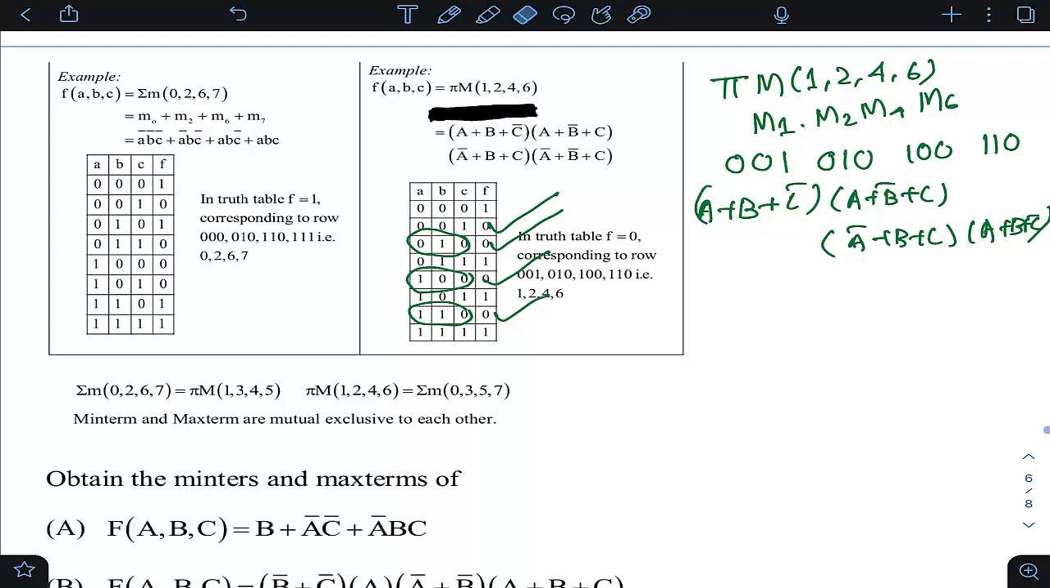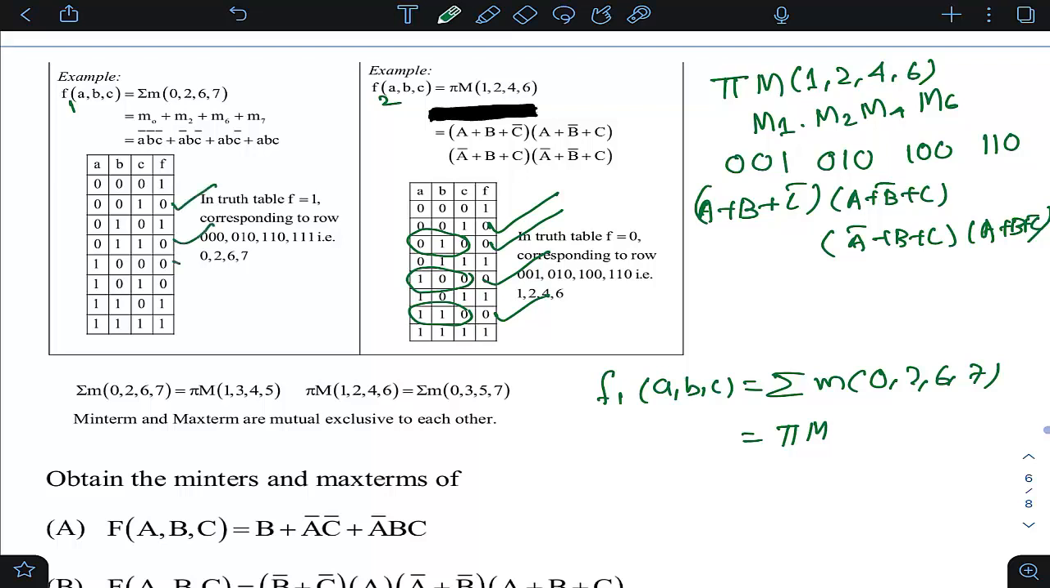One simple observation I would like you to note here is, in a truth table, those numbers which come in Minterms will not come in Maxterms, and those numbers which come in Maxterms will not come in Minterms. For example, say this is my function f1, and this is my function f2. In f1, the Minterms we have already obtained are 0, 2, 6, 7. If Minterms are 0, 2, 6, 7 and I ask you what the Maxterms are, I need to concentrate on those rows where the output is 0.